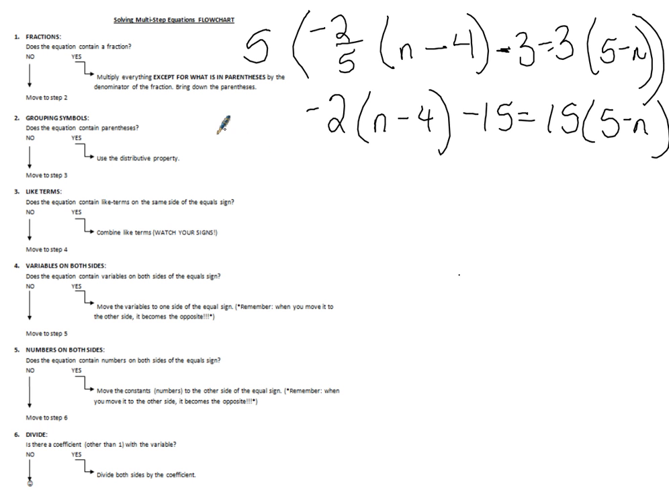Second step. It contains grouping symbols. So we need to use the distributive property to eliminate the parentheses. Do not distribute to the negative 15 because it is not a part of the parentheses. We need to get rid of the parentheses on both sides of the equal sign.